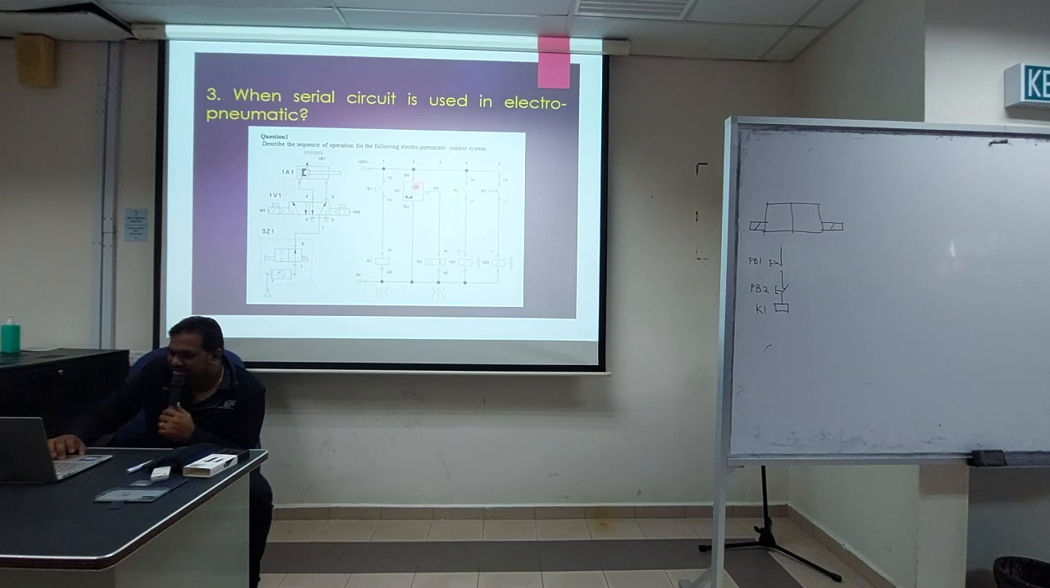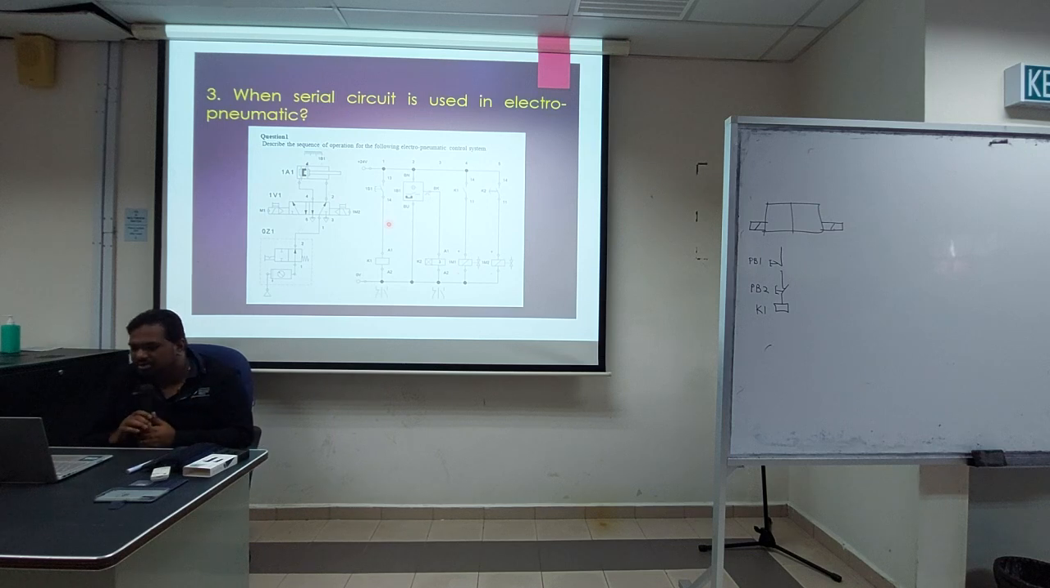So macam dekat sini, you ada inductive sensor. So kalau inductive sensor ni on, so line ni akan on. But let's say you have something here disconnected, push button 2 ke, yang disconnected, K1 takkan on. So serial circuit, you use it if you want to use one component to control another component. So that's the answer lah.